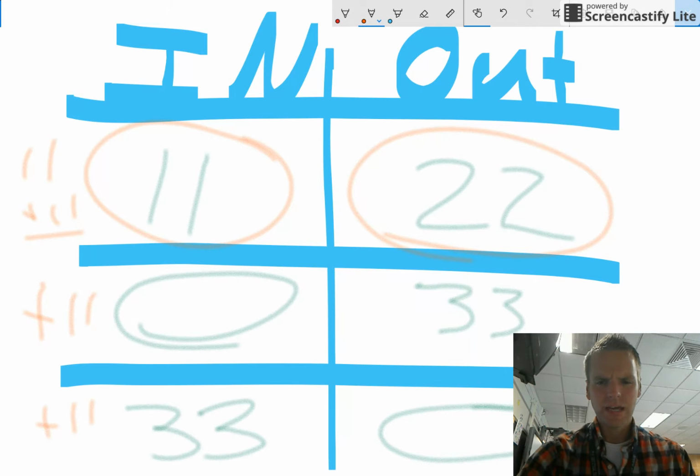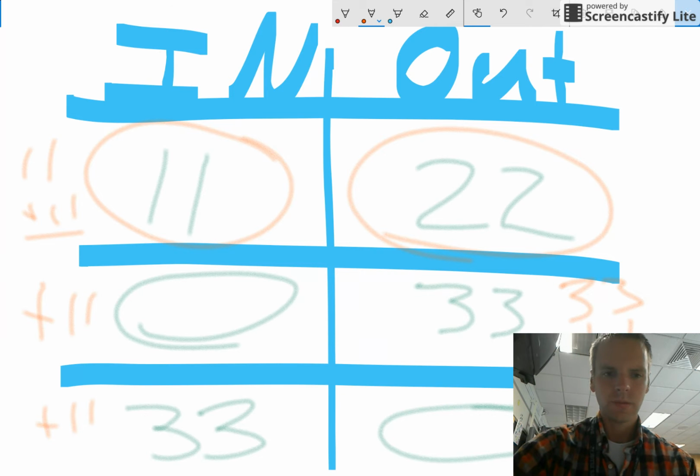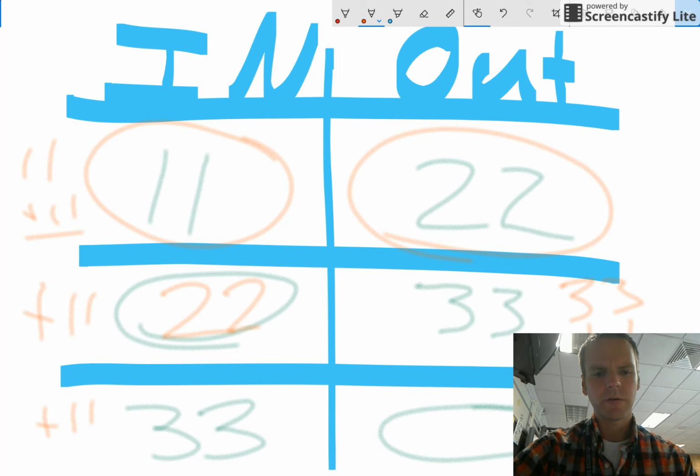But this one has an out number, so am I going to add 33 plus 11 to get my in number? No, that wouldn't make sense. So what I'm really going to do is 33 minus 11. And what is that, class? That number equals 22. Now for my last row I have 33, so I'm going to add 33 plus 11, and that equals 44.